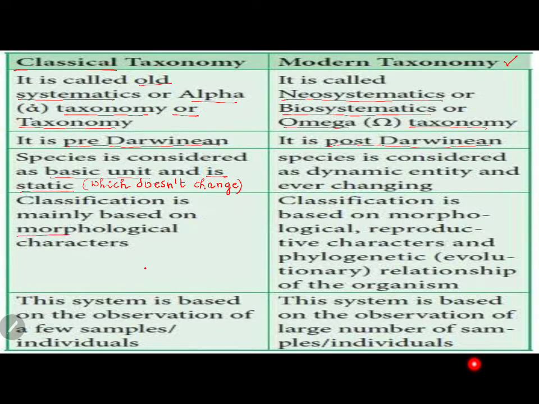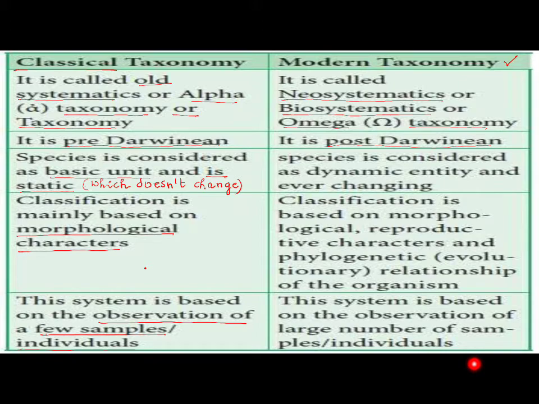Classification is based on morphological characters. This is the reason why I told morphology is external structure. This system is based on observation of few samples and individuals. This is a small scale project of classification because I am understanding only one species. It's like looking at the world through a window.